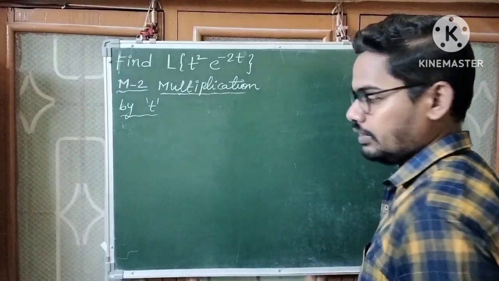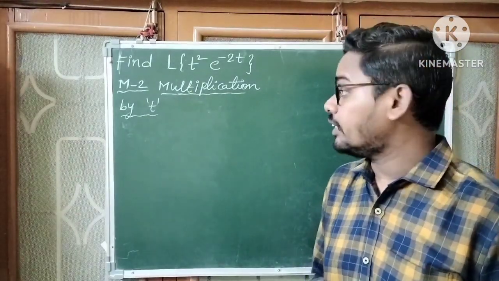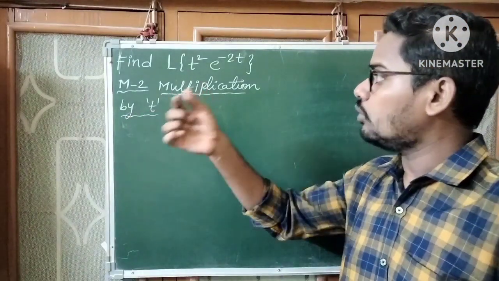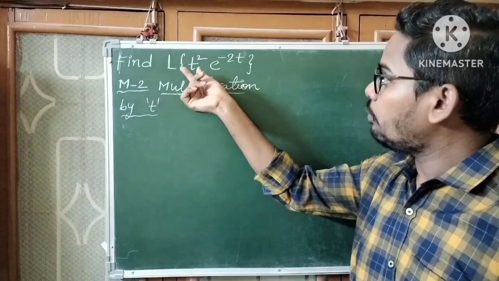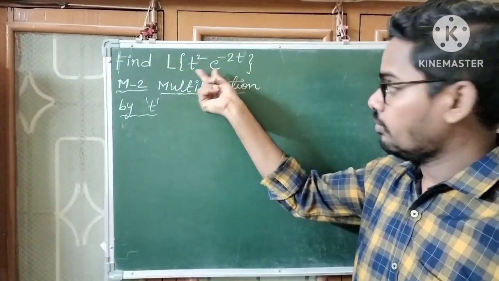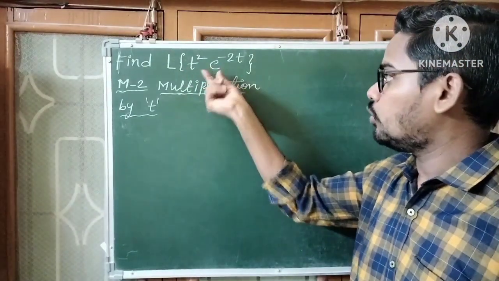Multiplication by t concept. In Laplace transform, we have the division by t rule and the multiplication by t rule. Here I am going to use the multiplication by t rule, because we have the product of t square and e power minus 2t. Here t is multiplied with e power minus 2t.